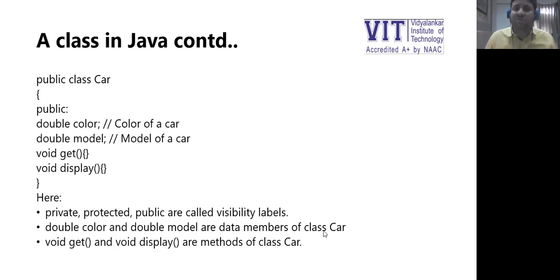The color and model are data members of the class car, and get and display are methods of class car. So this is in general what the structure of a class looks like: a class name, data members, and methods to work on those data members.